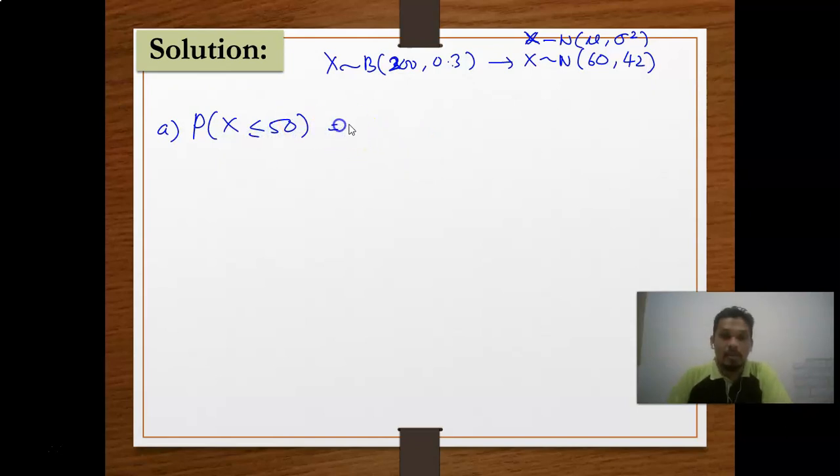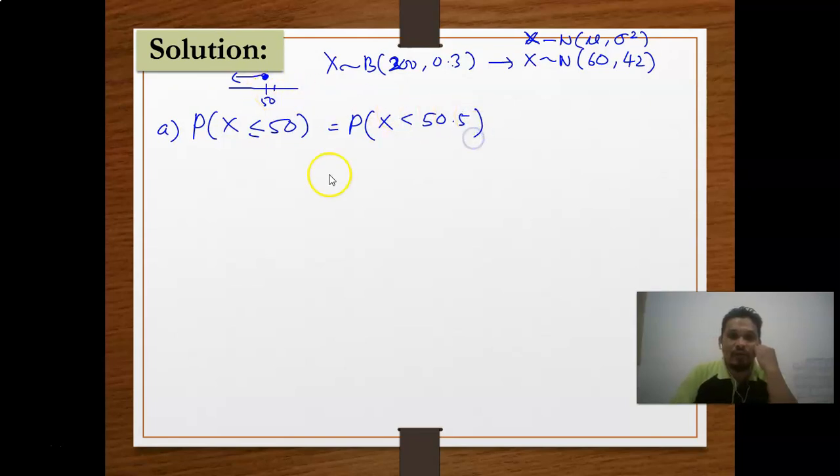Okay, so it is now equal to probability of X less than or equal to 50. Since that is equal to 50 here, we take an extra step of 0.5 to the right. So it is now X less than 50.5, 50 plus 0.5, 50.5.